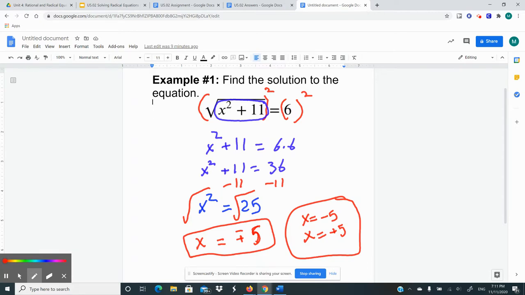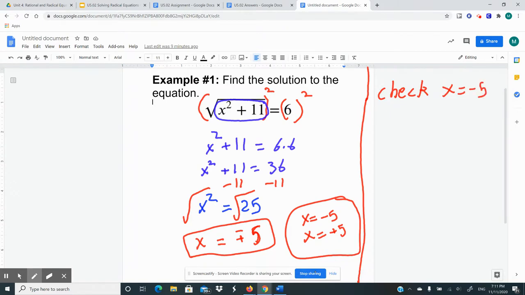After finding the solutions, I would have to check my solutions. So let's draw a line right here and do the first one. So let's check when x equals -5. What I would do is basically plug whatever x is into that equation. So instead of x, I would put the square root of -5 squared plus 11 equals 6.